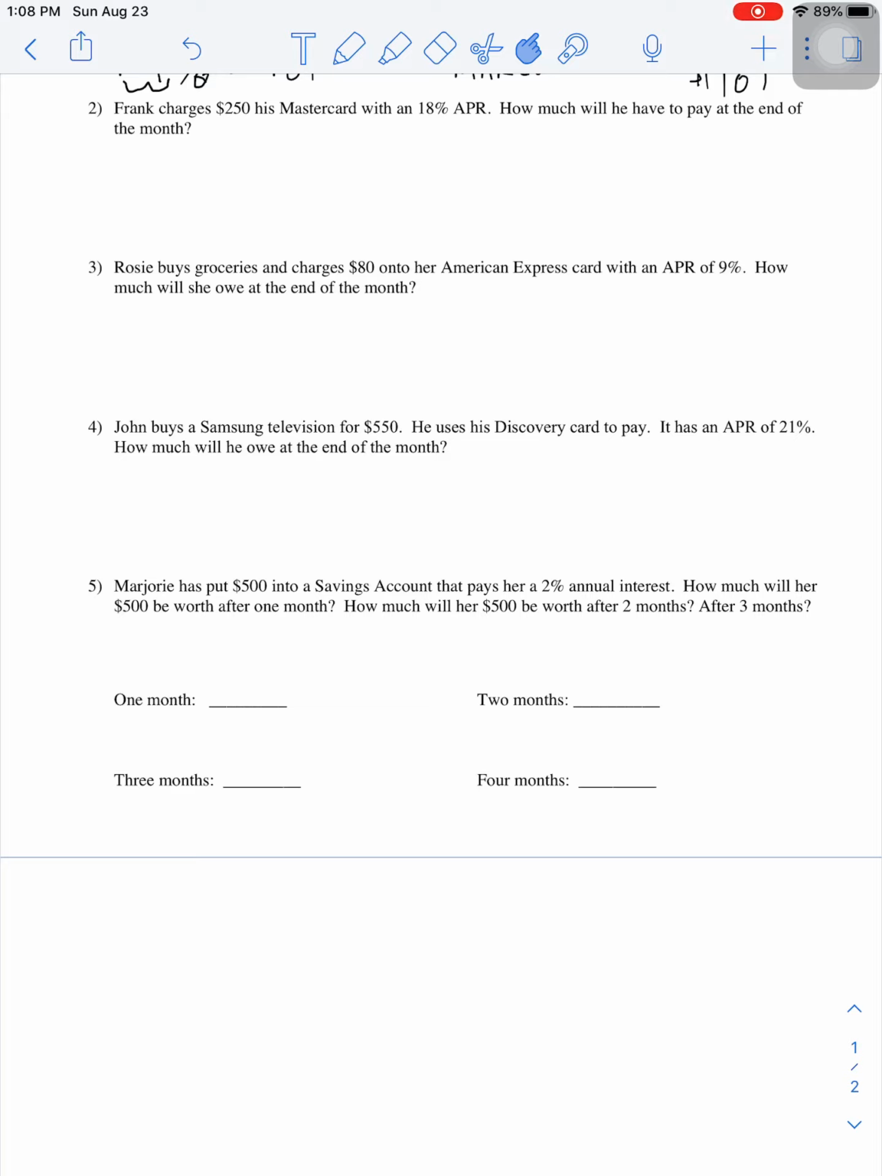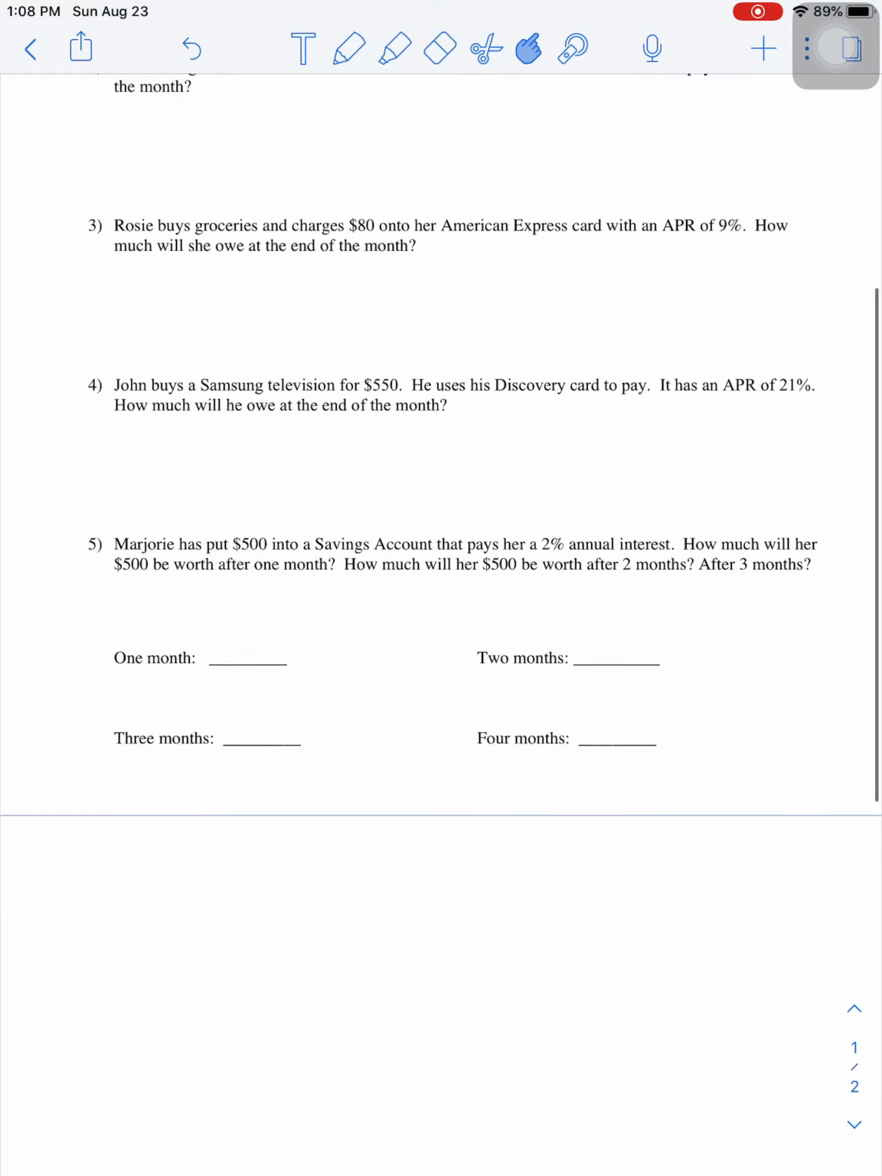So even if you look at the percent as we go here, Marjorie has put $500 into a savings account that pays her 2%. 2% is not a lot of annual interest. How much will her $500 be worth after 1 month? How much will her $500 be worth after 2, after 3? And then the question goes up to 4 months.